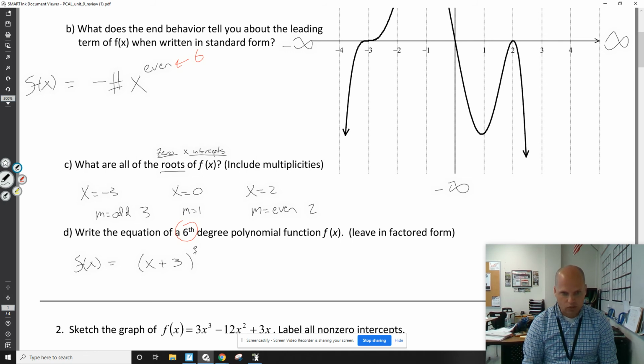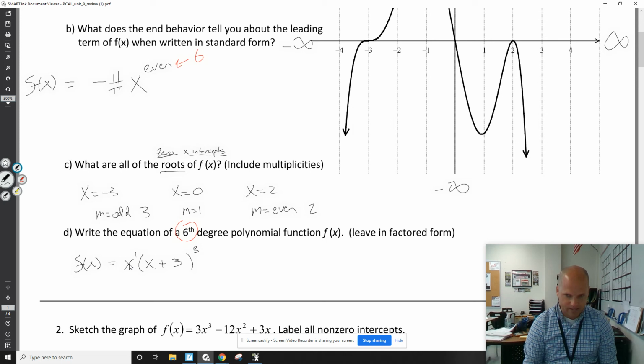Multiplicity, I'm assuming, is 3. If I do a 3 plus a 1 plus a 2, that gets me to a degree of 6. That works out well. So my assumptions of 3, 1, and 2 are correct. X has a multiplicity of 1. So x equals 0 has a multiplicity of 1.